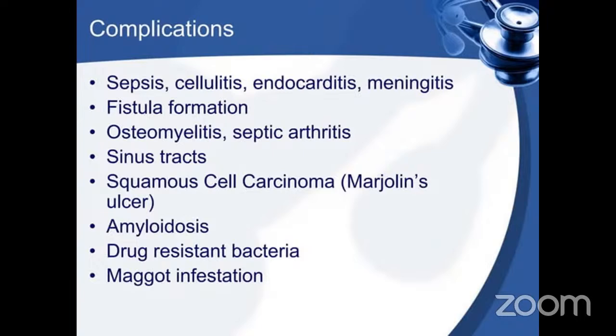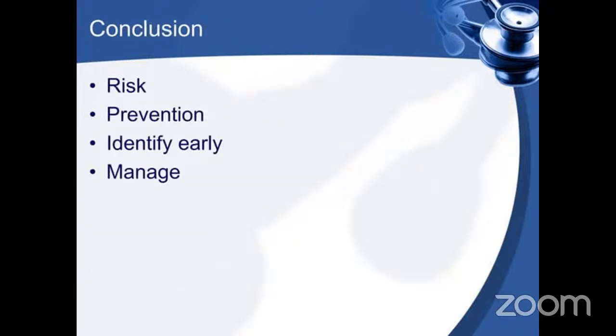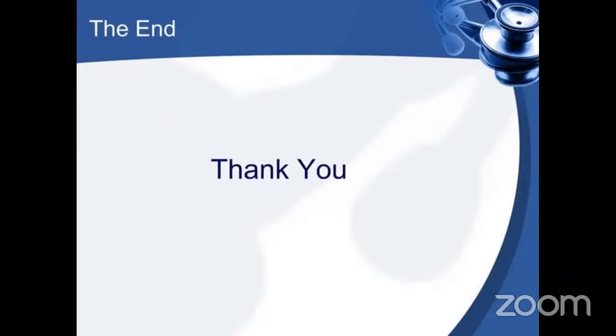So these are the complications developed in these cases. So the conclusion: evaluate the risk, prevention, which is very important, identify early, so these also should not go deep into the stage 4 or unstageable, and then manage it. Thank you so much.